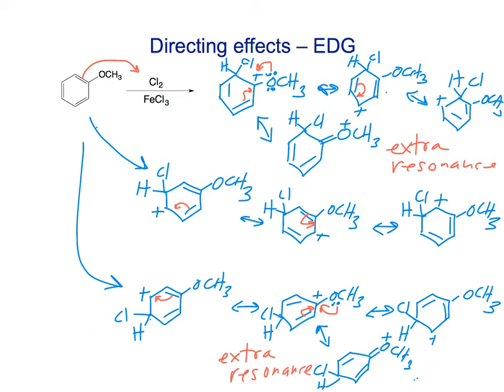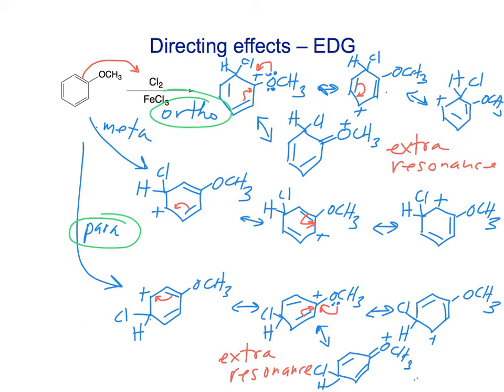All right, so let's just write it out this way. So we could have, this is para, this is meta, this is ortho. Okay, so a methoxy group, a strong activating group, a strong electron donating group is going to favor para and ortho. Okay, so we call it an ortho-para directing group.